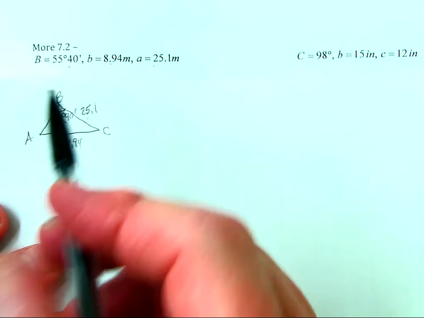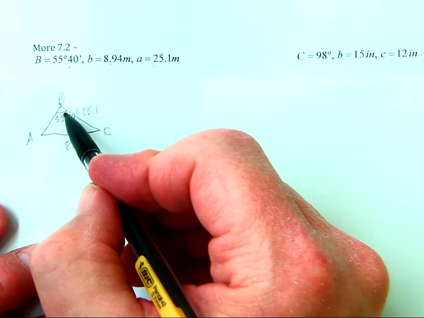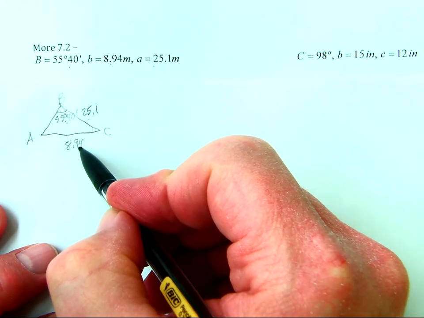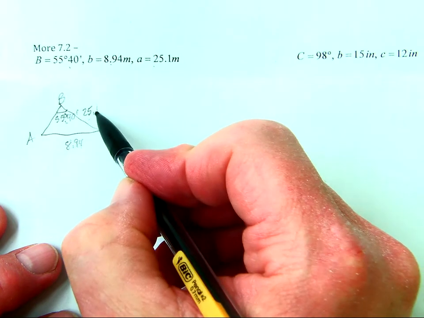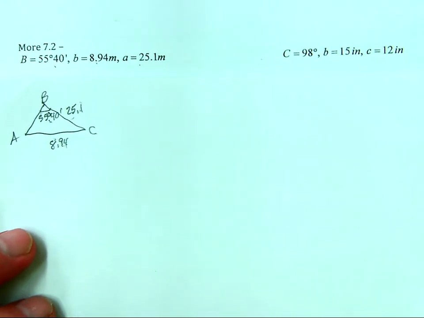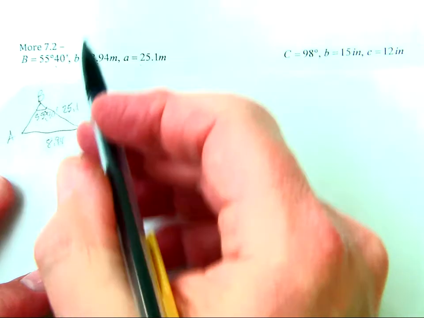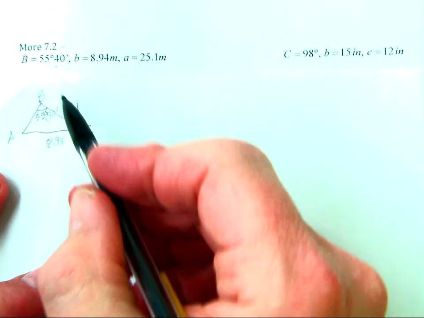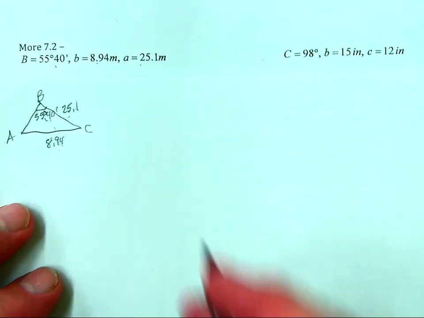The third criterion is the opposite side. Well, the opposite side is 8.94. Is that smaller than the other side? It is, yes. So this one might have two solutions. So let's start finding it. We have a pair of opposites, angle B and side B. There's our pair of opposites, so we can use the law of sines.